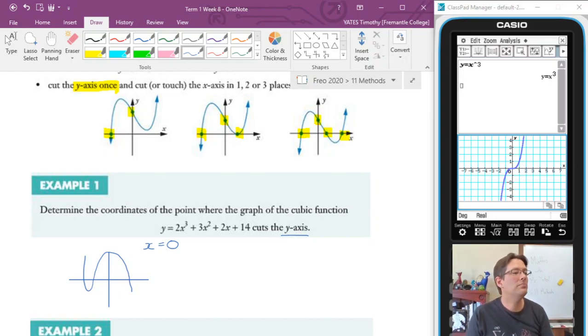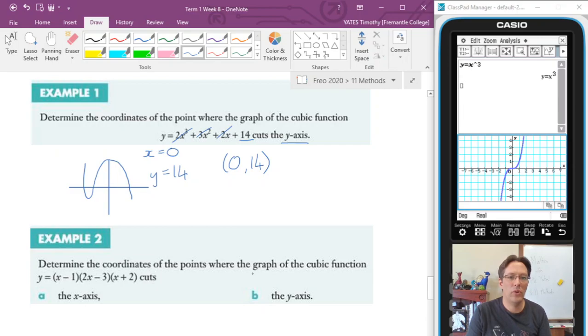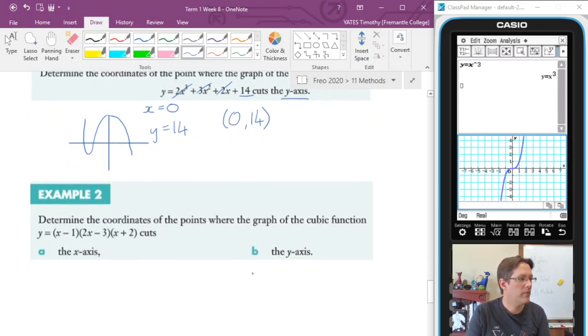So, we know that it cuts the y-axis when x equals 0. So if x equals 0, all of these terms disappear. It's just 14. So the coordinates are going to be 0, 14. And the other ones just don't matter. So that is really easy. You should be able to work that out in a second if you know what you're doing.